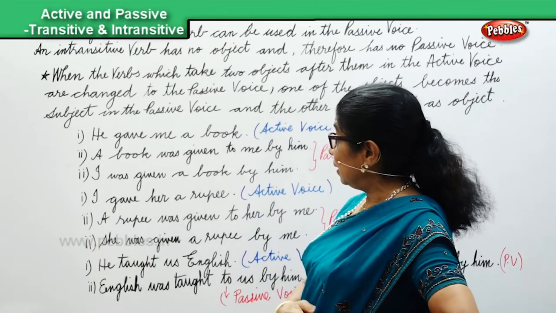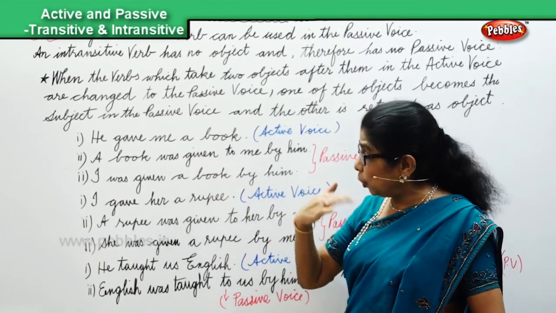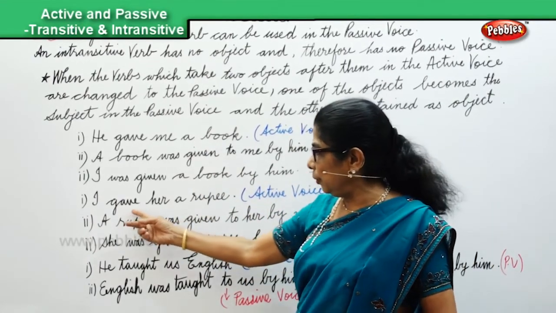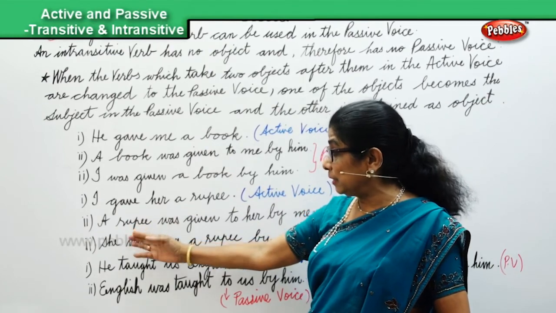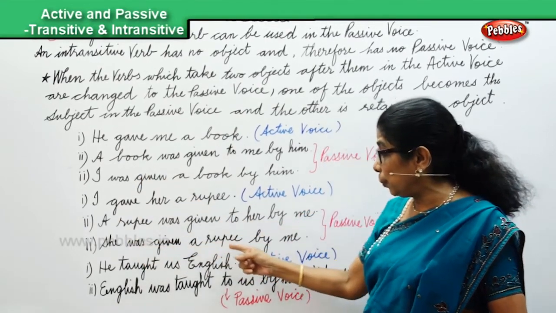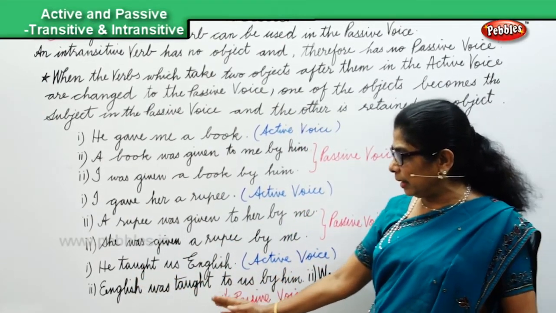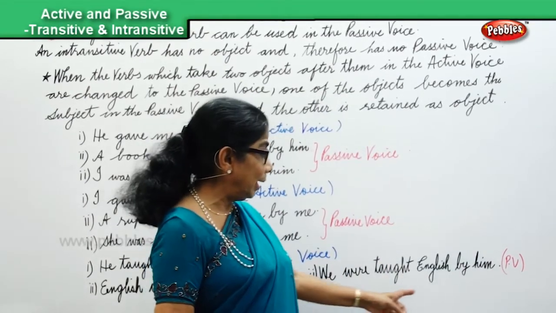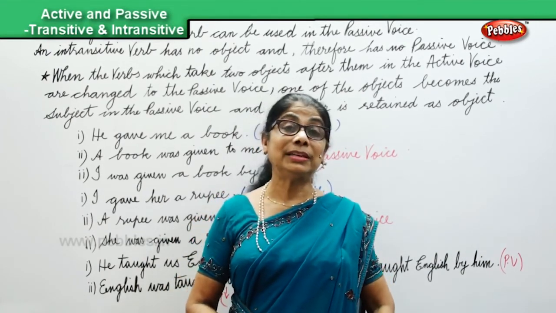Okay? Now, first, he gave me a book. Active voice, we can change it two different ways. A book was given to me by him. I was given a book by him. The second you have, I gave her a rupee, that's the active voice. So when you change it to passive, a rupee was given to her by me, or she was given a rupee by me. And in the third we have, he taught us English, active. We can either write English was taught to us by him, or we were taught English by him. So two different ways of writing the passive voice changing from active.